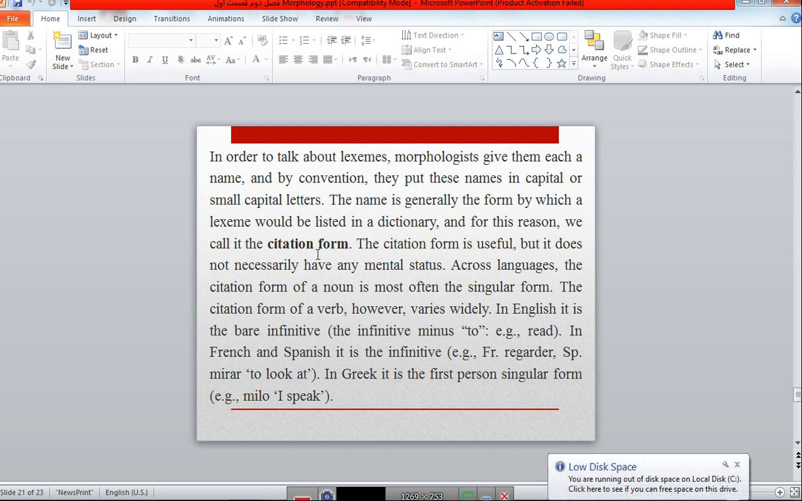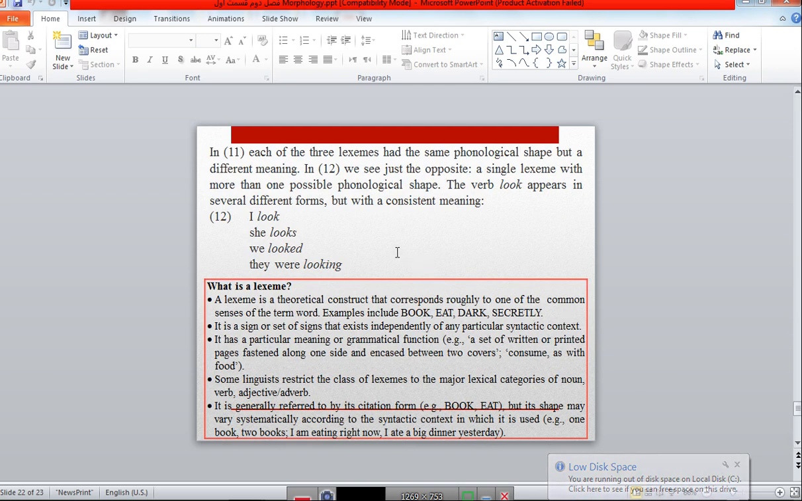In 11, in the previous example, each of the three lexemes had the same phonological shape but a different meaning. In 12, we see just the opposite, a single lexeme with more than one possible phonological shape. Look at the example, the verb look. The verb look appears in several different forms but with a consistent meaning. You see here, I look, she looks, we looked, they were looking.